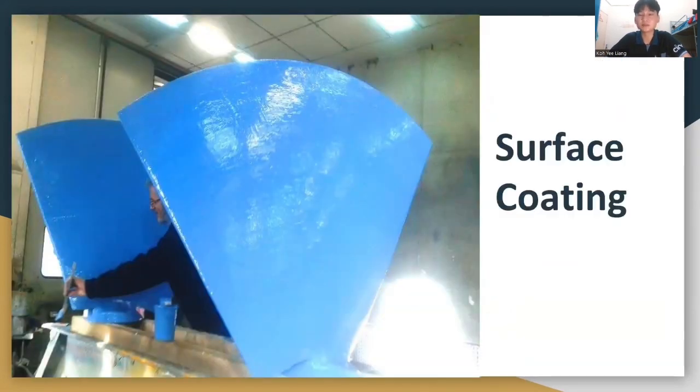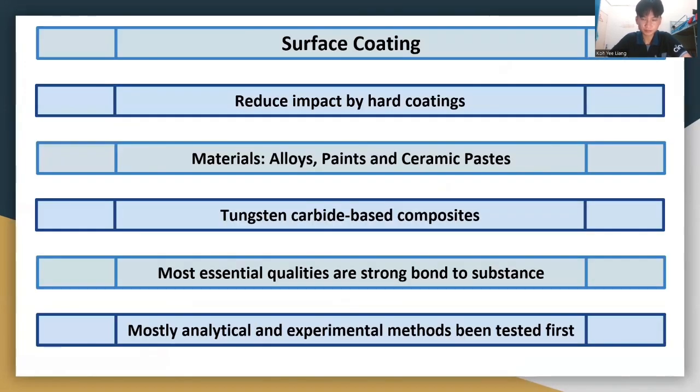Now for the fifth, which is the surface coating. So how does the surface coating work? The surface coating can reduce impact by hard coatings. The hard coating materials usually come from alloys, paints, and ceramic paste. The most used is the tungsten carbide-based composite. As the researchers say, the most essential quality is a strong bond to the substance. Therefore, mostly the analytical and experimental methods will be tested first before they start the surface coating.